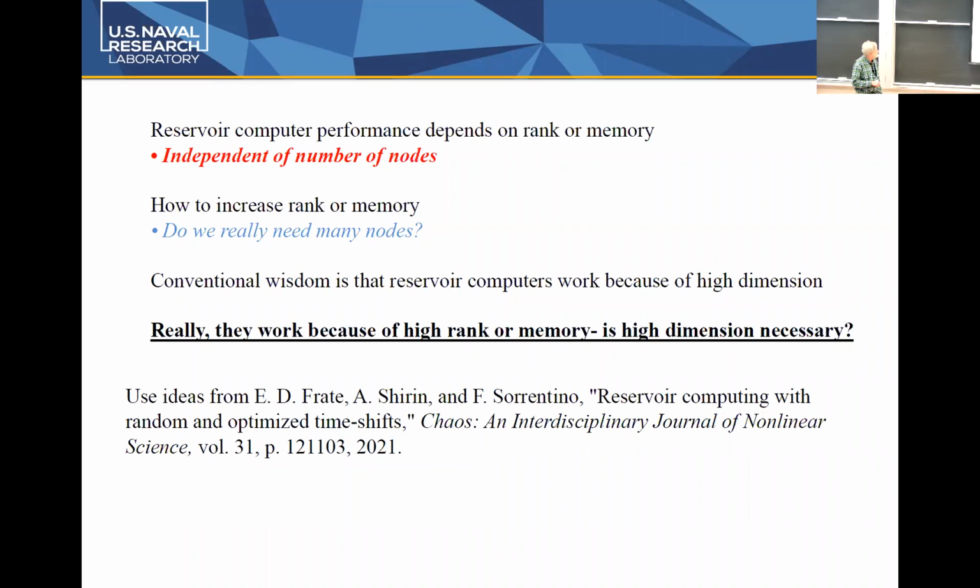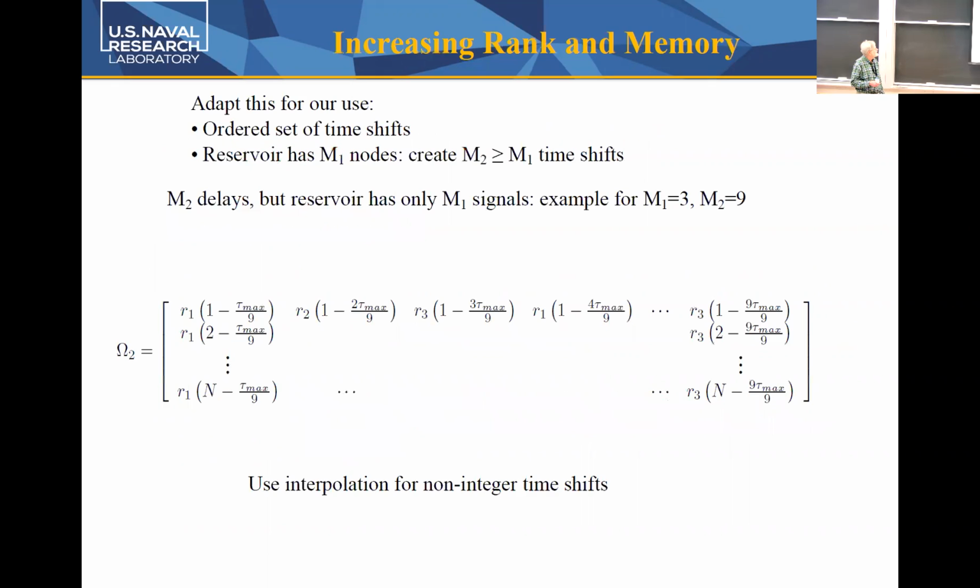And I should mention, I actually got ideas from this paper that had just come out. They used time shifts that were randomized and optimized to decrease the error in a reservoir computer. I used something similar to decrease the size. So the way I've used this is we take an ordered set of time shifts. The reservoir has M1 nodes, and I'm going to create M2 time shifts.